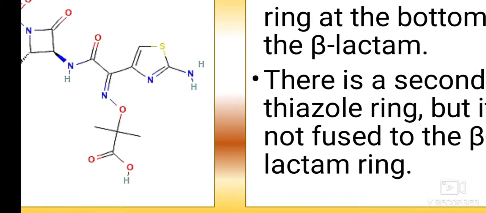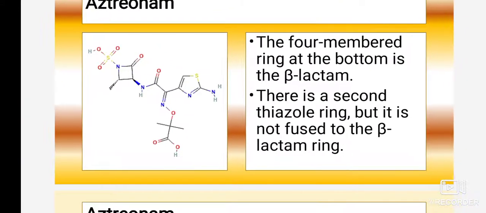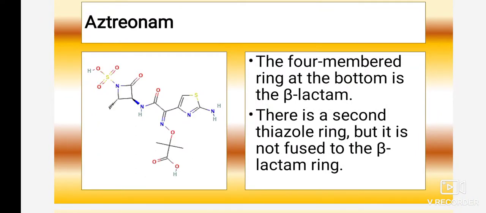So while writing the chemistry of Aztreonam, you have to write that a second ring, the thiazole ring, is present. As we have seen, it is a monobactam beta lactam ring, so there is no other ring present in fusion with the beta lactam, but there is a thiazole ring in the structure, and it is not fused to the beta lactam ring. This is an important point about the Aztreonam structure.